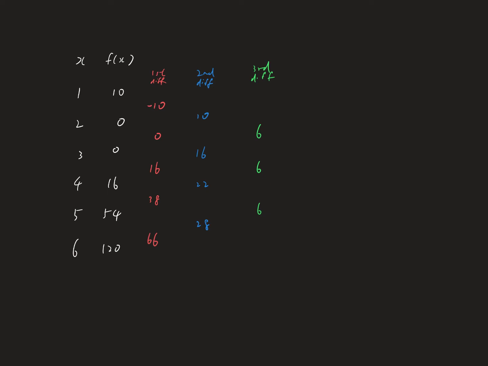when we are talking about the term, which is f(x), and the number of terms, which is x, they have a relationship: f(x) equals ax cubed plus bx squared plus cx plus d.